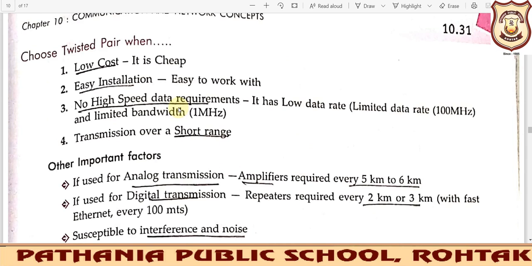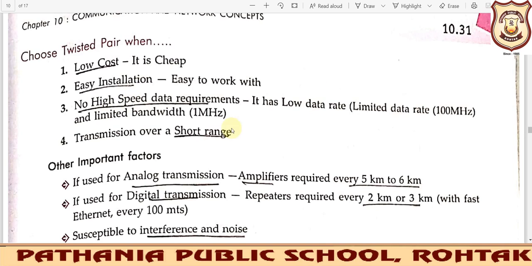So now you need to focus on certain points, like choose twisted pair cables. When you need to choose this guided medium, twisted pair cable, when you have a low cost setup. Okay, you can't spend much. Okay, when you can't have any professional to install the setup, so if you want easy installation, then you can go with twisted pair cable, but it will not offer high speed.